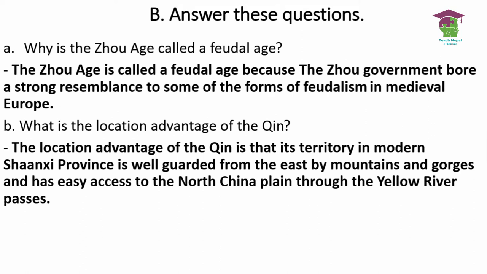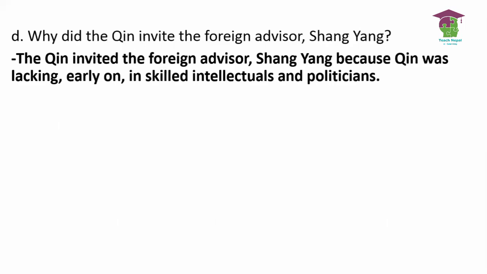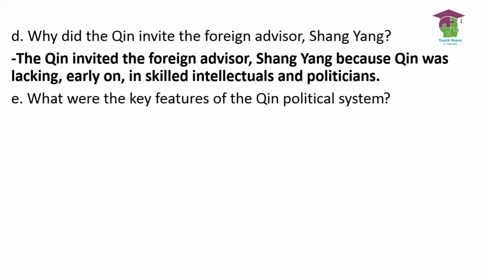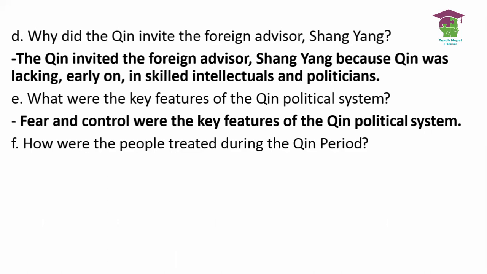Next is, what is the location advantage? Location advantage is because of mountains and gorges, we discussed. And what contributed to the success in the warfare? Because of the borders, the size of the Qin army, and their expert use of chariots. These were the things. And number D, why did the Qin invite the foreign advisor Shang Yang? The Qin invited the foreign advisor Shang Yang because Qin was lacking early on in skilled, intellectual people and politicians.